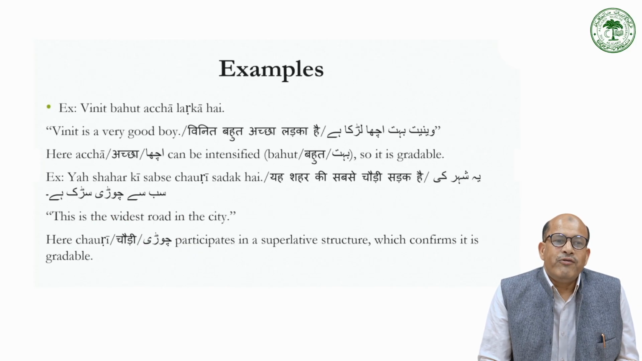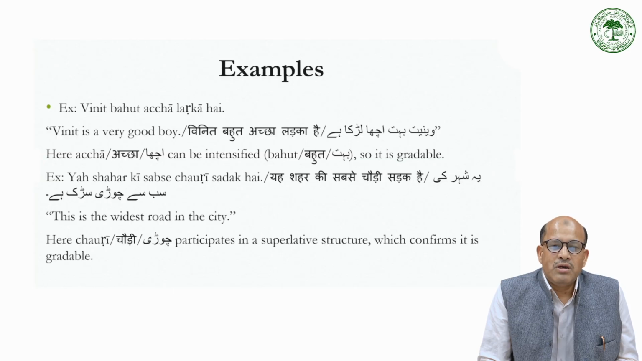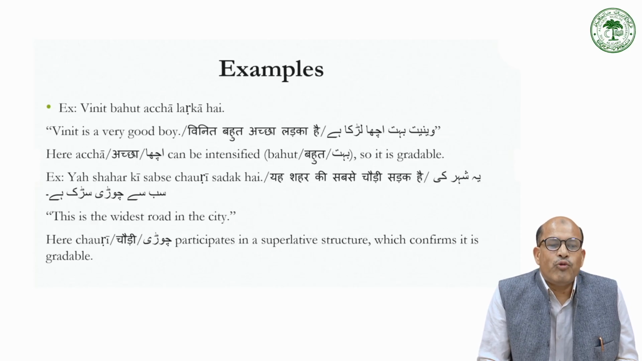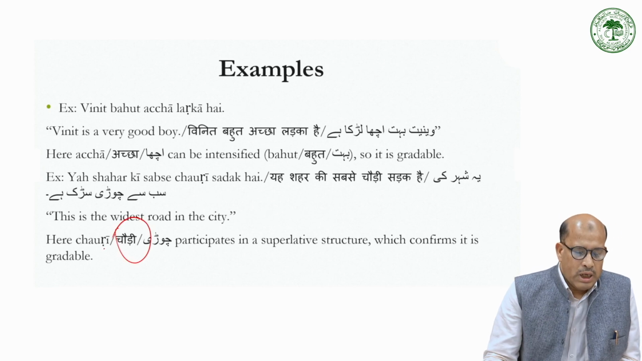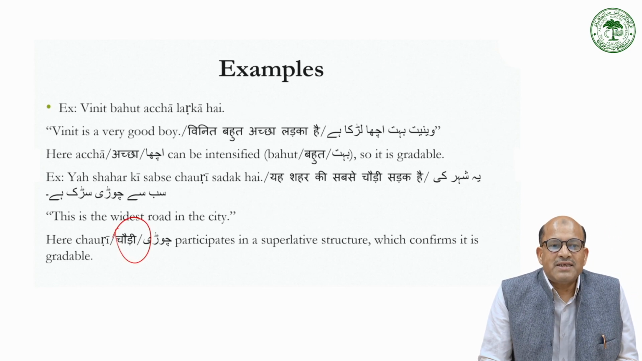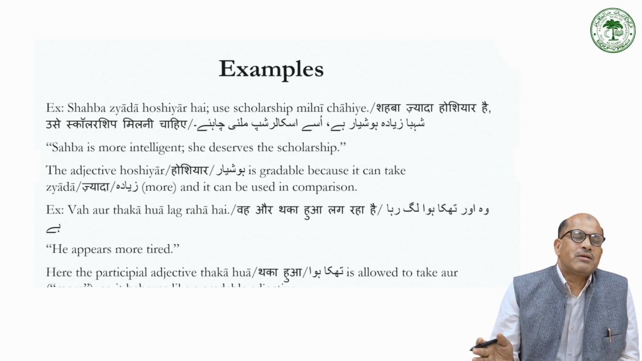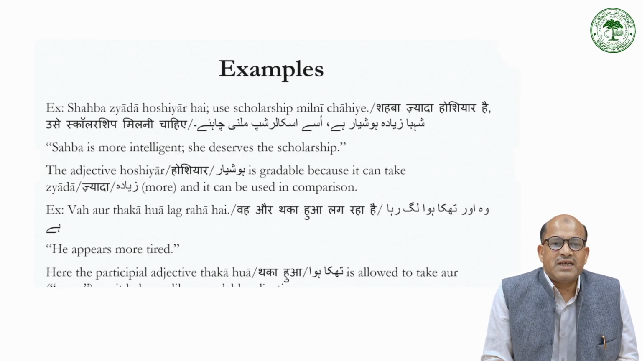If you look at this sentence, Vineet बहुत अच्छा लड़का है. So here acha can be intensified by bahut, so it is gradable. To a vast extent he is acha, so it can be graded. यह शहर की सबसे चौड़ी सड़क है. This is the widest road in the city. So here चौड़ी participates in a superlative structure, which confirms it is gradable. So सबसे चौड़ी, like the most wide road in the city.